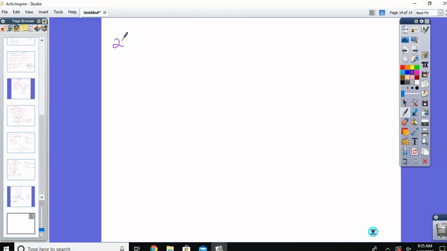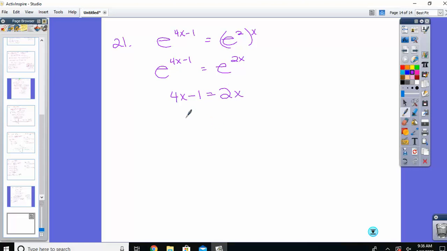21. What do you do if you have a power to a power? So this is e to the 2x. So then you can set your exponents equal. Subtract over my 4x. Divide by negative 2.